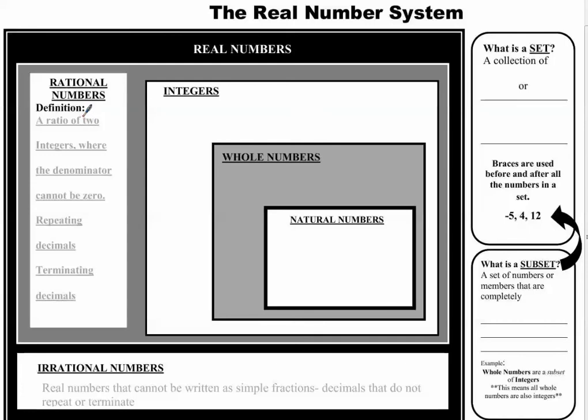Rational numbers, which is one subset, is a ratio of two integers where the denominator cannot be 0. You can have repeating decimals, and you can have terminating decimals, or decimals that end. Irrational numbers is real numbers that cannot be written as simplified fractions. So it's decimals that do not repeat or terminate. So rational numbers can repeat or they end. Irrational, they do not repeat or end.